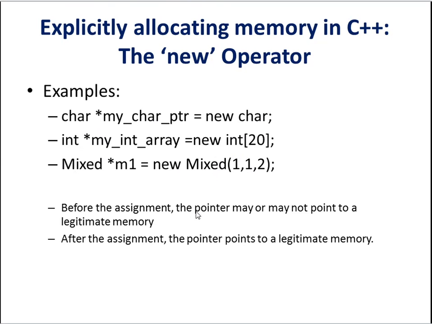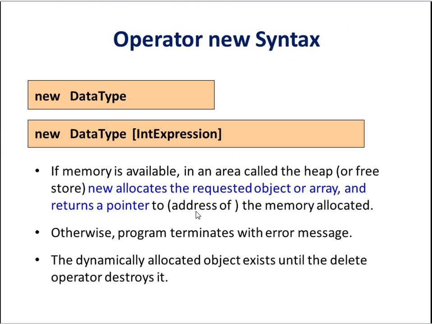Before assigning, the pointer may or may not point to legitimate memory. If you have not assigned the pointer to any legitimate memory, that pointer is of no use, or you have to assign the null pointer to avoid errors in a program. After the assignment, the pointer points to legitimate memory.